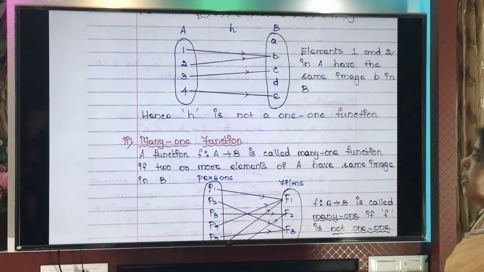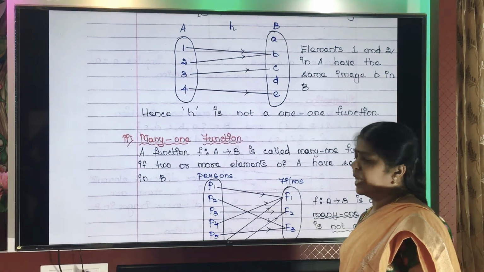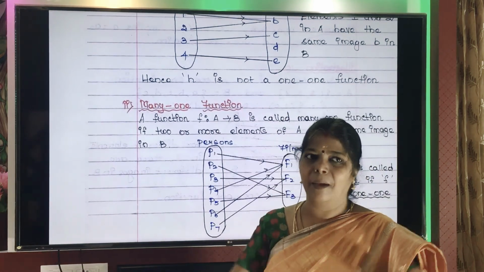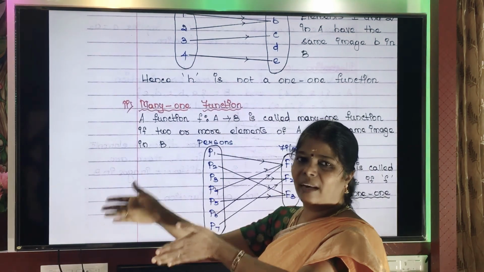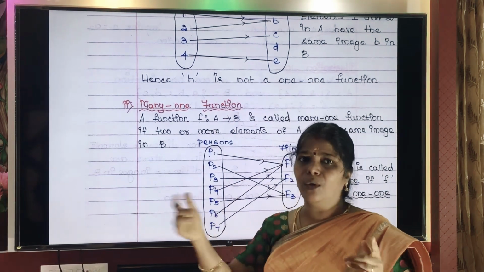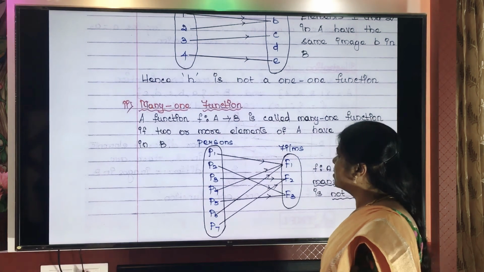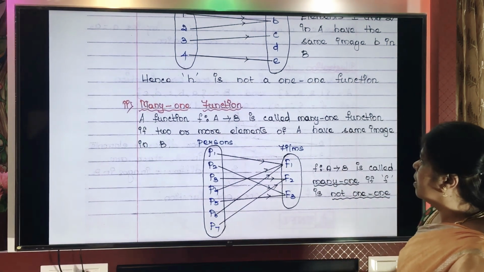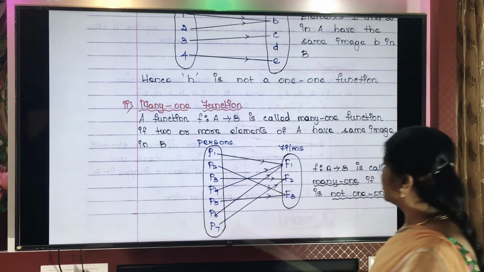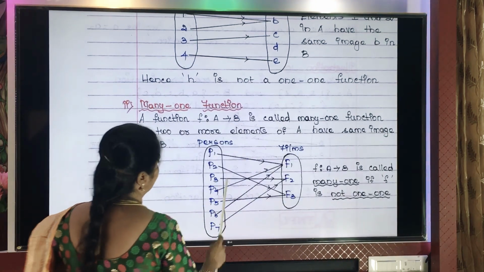Yes. Now let us see the second type, many to one. Again, the word itself tells many to one. So many elements from one set will get linked to one image. See, look at this figure. Two or more elements of A have the same image.